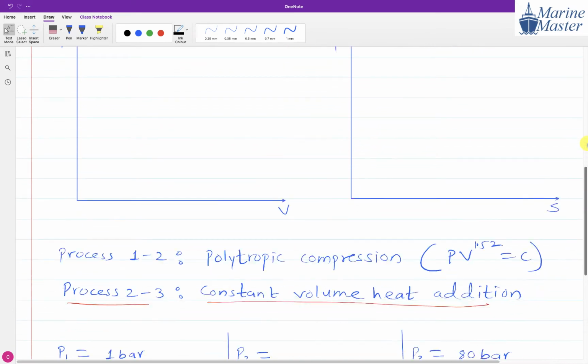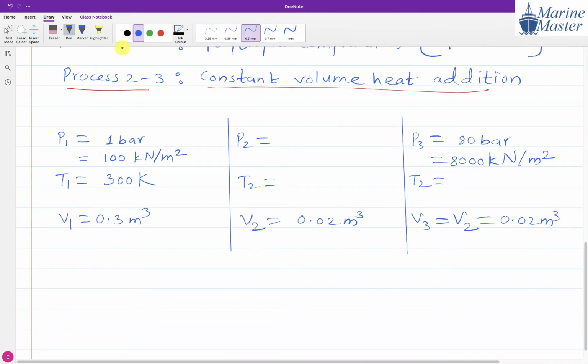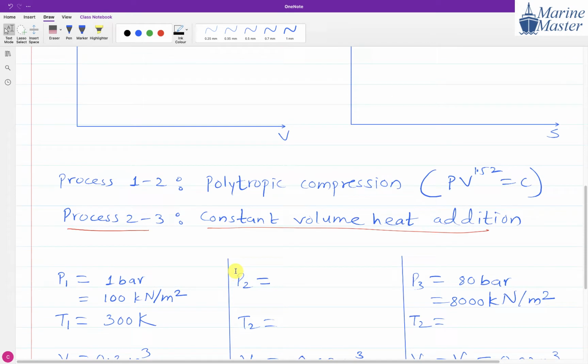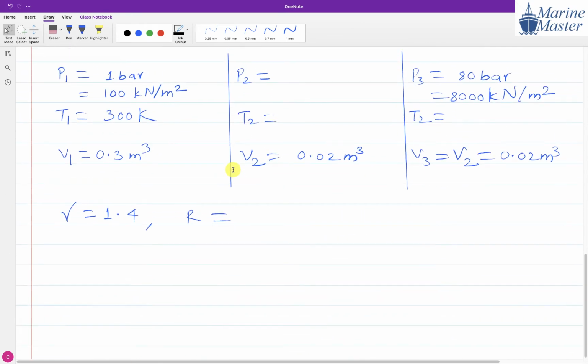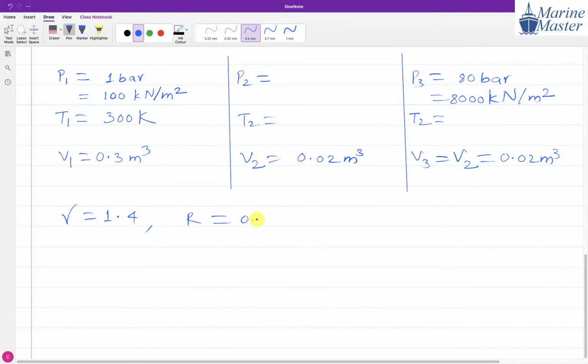So gamma is how much? Gamma is 1.4. Sometimes I'm not writing down the gamma, but you have to write down the gamma 1.4. And how much value of R have they given us, beside the gamma? 0.287. So R is 0.287 kilojoule per kg Kelvin. Don't forget to write down the units.